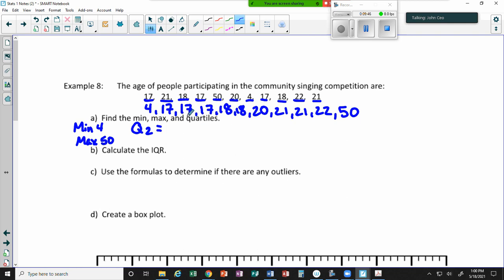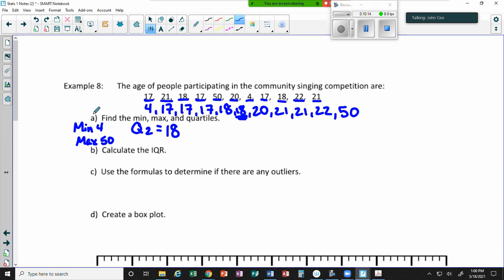So in the middle is what? I'm going to have to count 5 in from each direction, and then that'll leave me a middle number. So 1, 2, 3, 4, 5. 1, 2, 3, 4, 5. So this middle number is this 18 right there. So I find Q2 first. Then I can find Q1 and Q3.